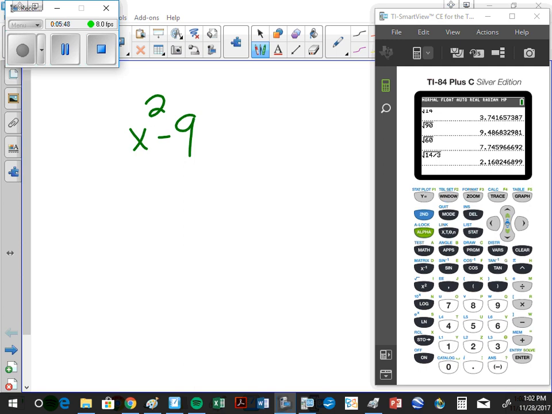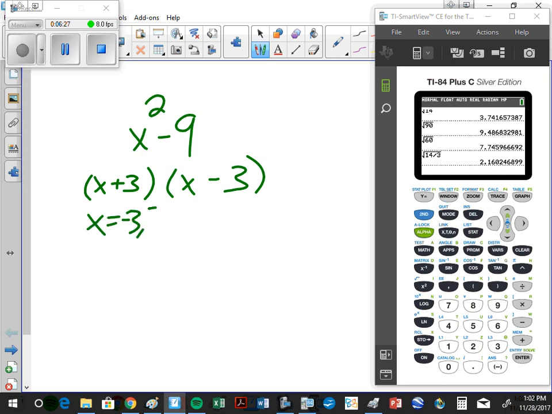x squared minus 9. Can I use the box? No. Well, I guess technically you could, but we don't. This one is a special type of quadratic. We have x times x, a subtraction, and 3 times 3. So it's a difference of perfect squares. We call it a DOPS. And differences of perfect squares factor in a very easy way. It would be x plus 3 and x minus 3. My answers are just negative 3 and 3. Right?